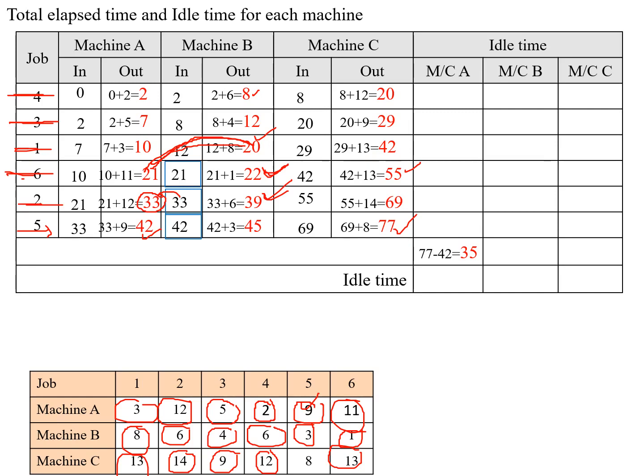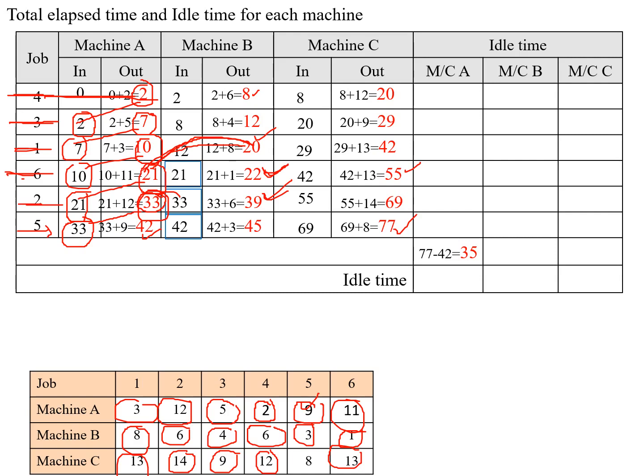See here, is there any idle time? No, there is no idle time for job 4. Similarly, for machine A you have to observe, after completing job 4, job 2 immediately started, and after completing job 2, job 1 immediately started, and after completing job 1, job 6 immediately started. Similarly, after completing job 6, job 3 started, and after completing that, then job 5 started.